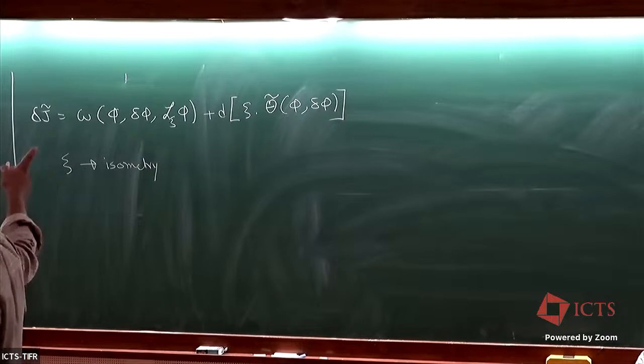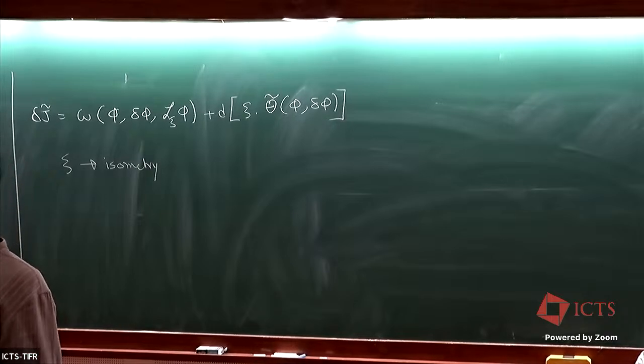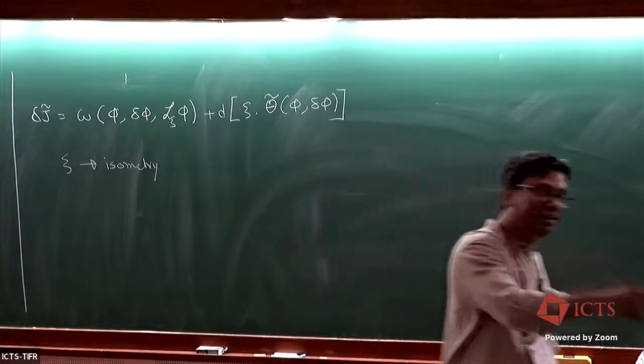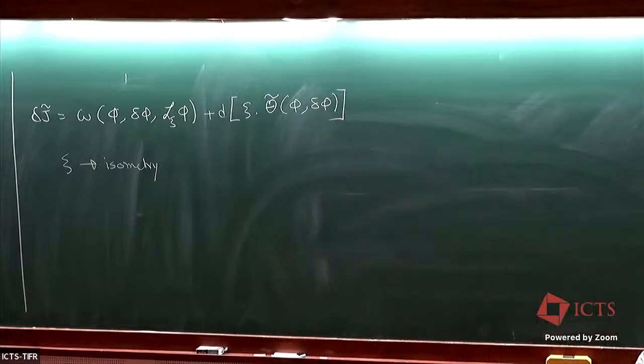So what will happen to omegas? Look at our construction. Oh, sorry. What will happen to omega? Anybody? So they are linearly dependent on the Lie derivative of xi and its derivatives. If it is an isometry, the Lie derivative of phi is zero. What will happen to omega then? Can it be non-zero? It will be zero. Omega will also vanish, right?